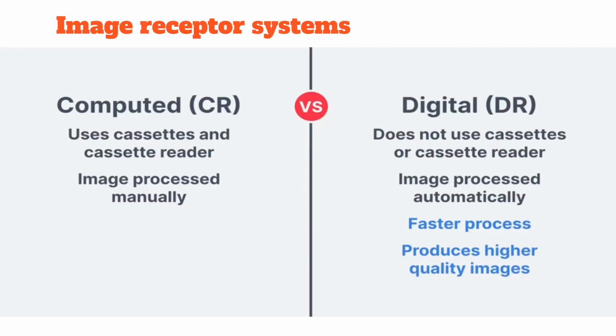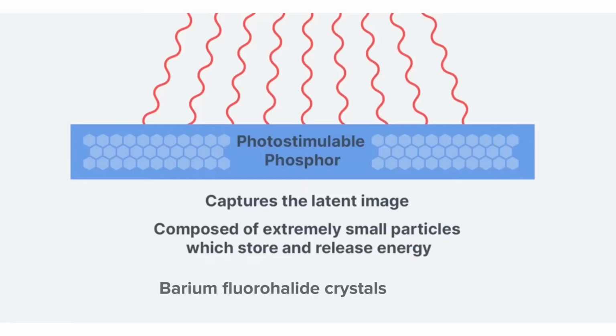I take the X-ray, I grab my IR, my cassette, and I pop it into a cassette reader, and then it gives me a readout. Then we have digital radiography. This does not use cassettes or a cassette reader. The image is processed automatically. This is a faster process, and it produces higher quality images.